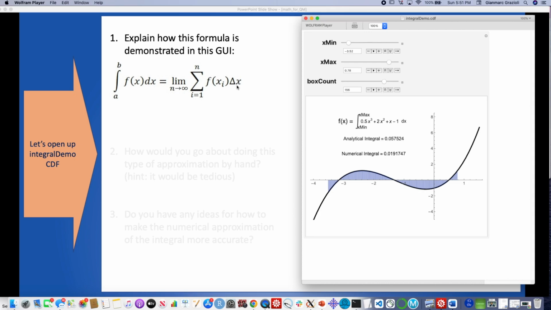So now take a moment here and look at x min, x max, and box count, and see if you can tell me which of those parameters is related to delta x. If you're thinking box count, you'd be correct, right? So if we look at this box count, let me set it to a lower number to start.